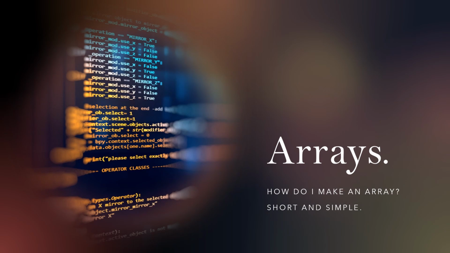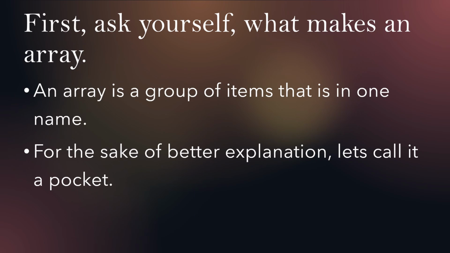How do I make an array? Well, first ask yourself, what makes an array? An array is a group of items that is in one name. For the sake of a better explanation, let's call it a pocket. A pocket has one or more items in it.